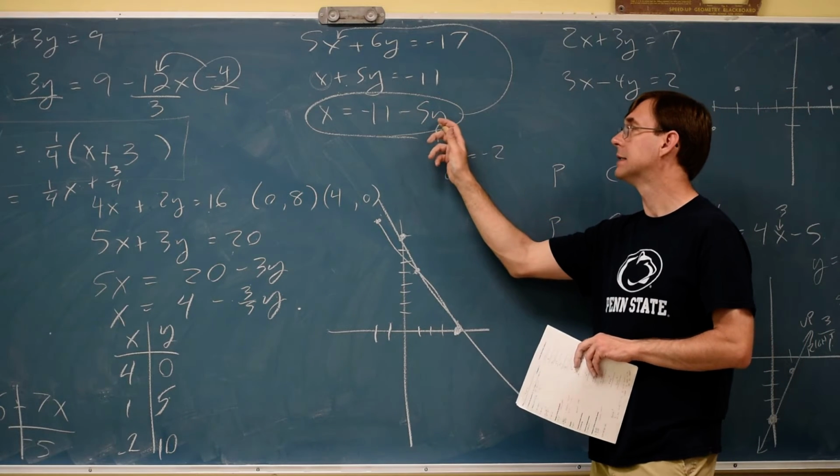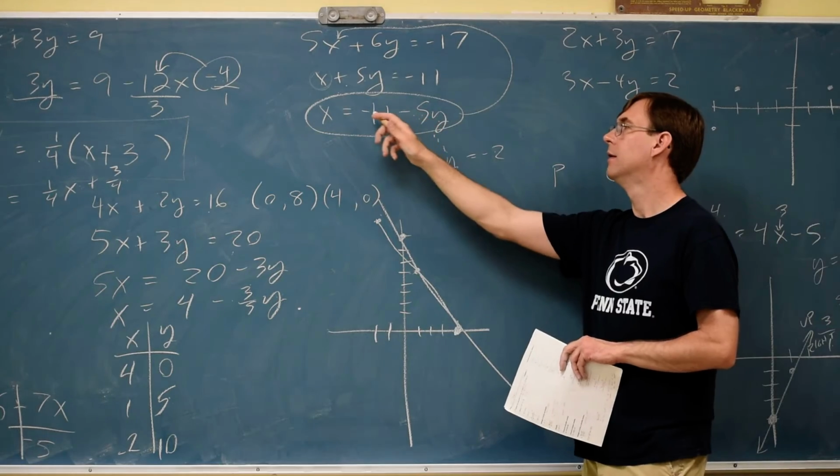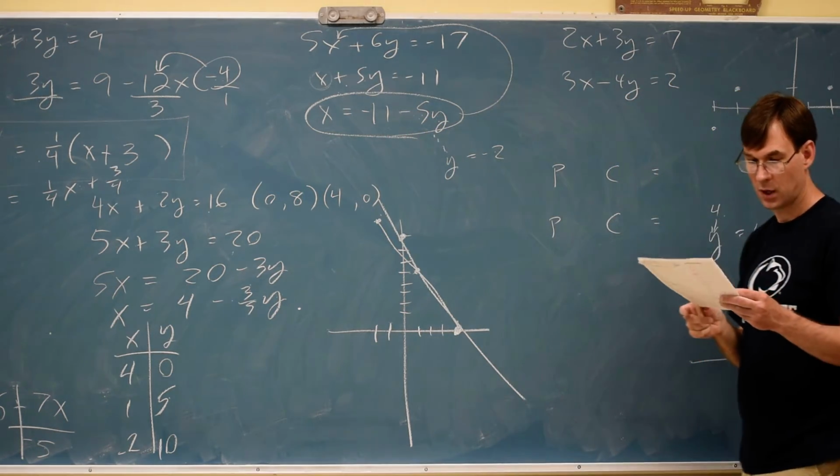negative 2 plugs into the circle zone. Negative 5 times negative 2 is 10. Negative 11 adds 10. That's the negative 1 more in the answer.